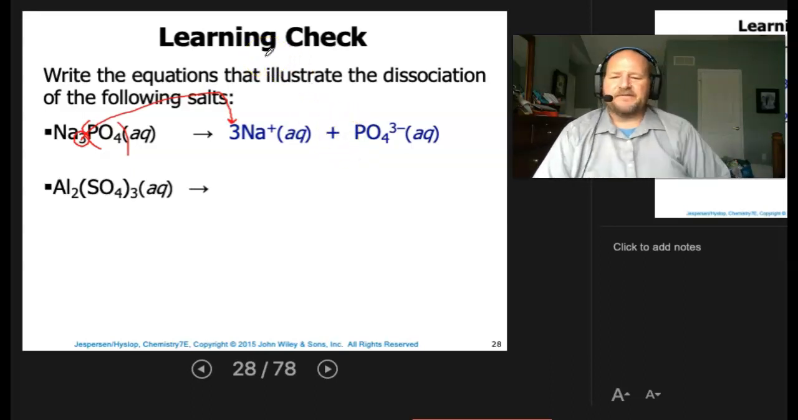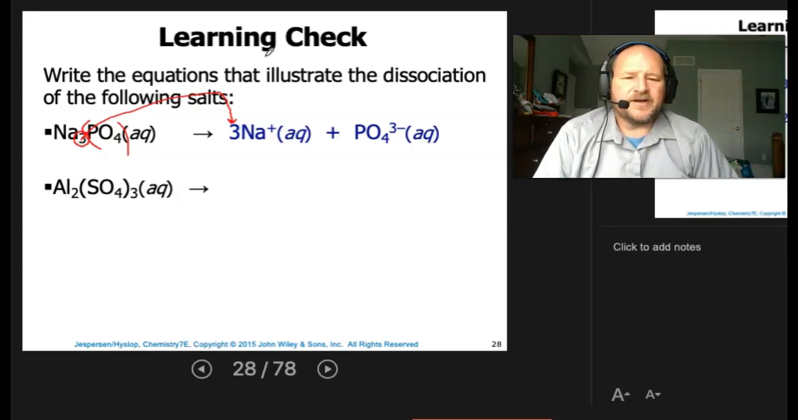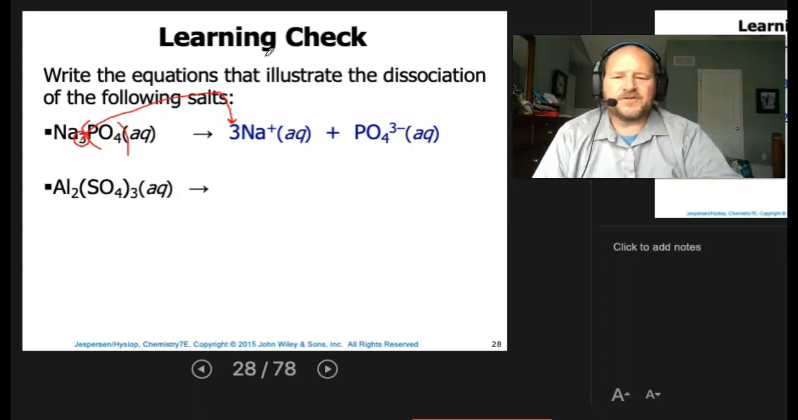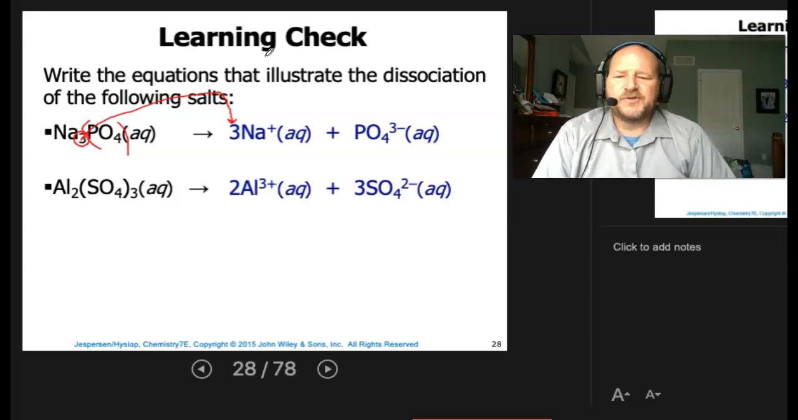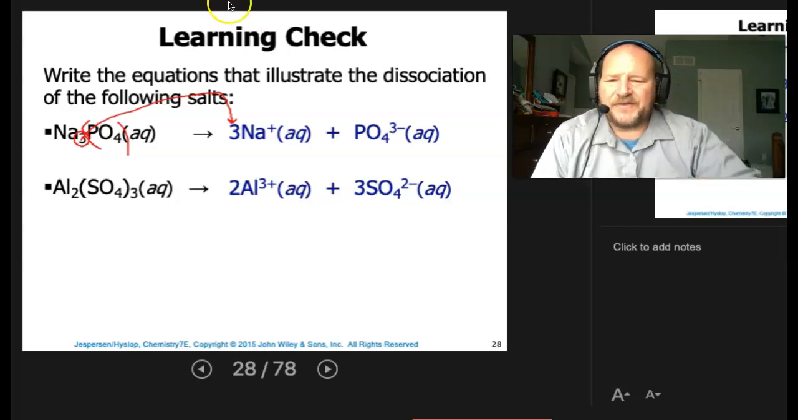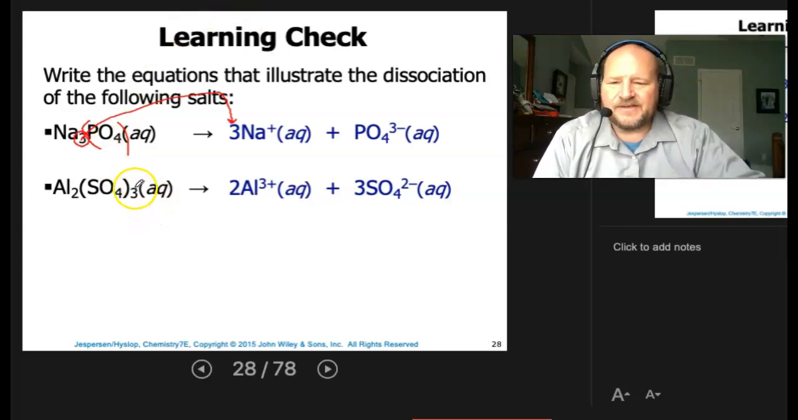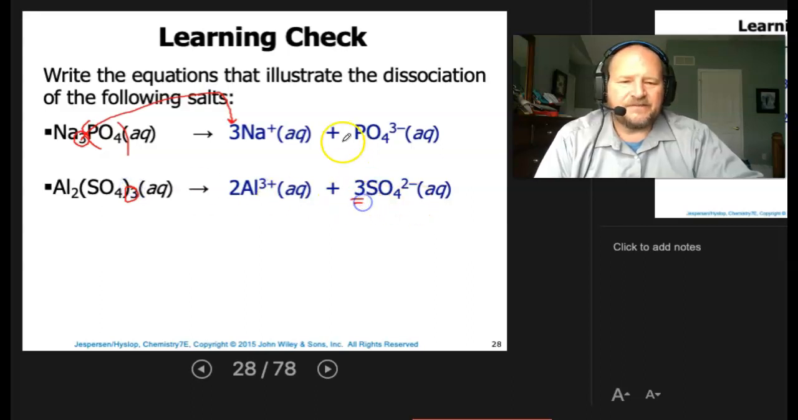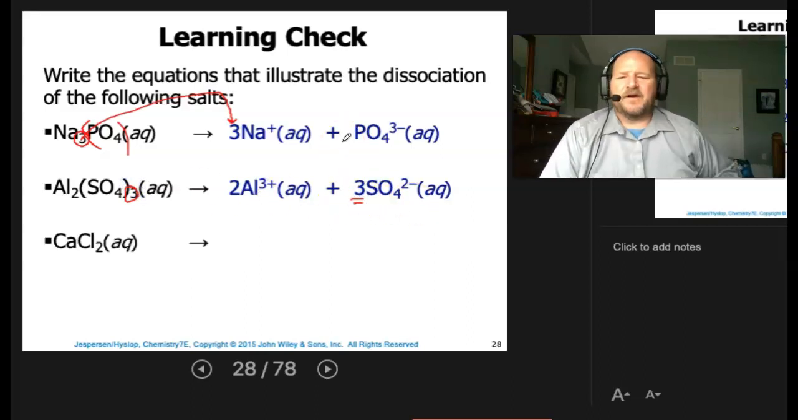Here's aluminum sulfate. We're going to go ahead and give a dissociation to that. There was your pause. You're going to make 2 aluminum 3+. And this time, notice we have the 3 on the outside of the parenthesis for the sulfate, which means we will have 3 sulfates. How about calcium chloride?